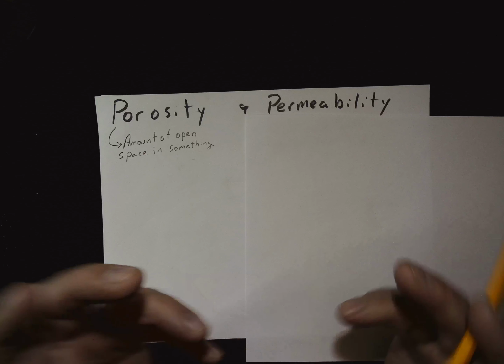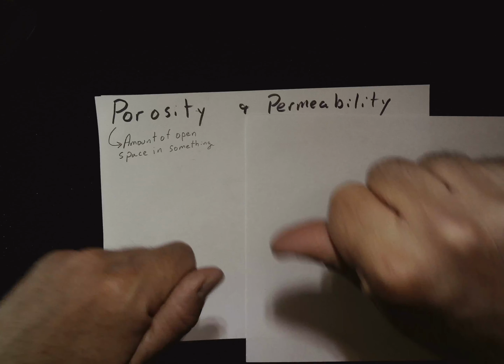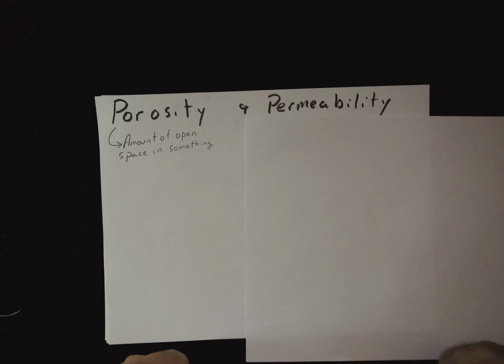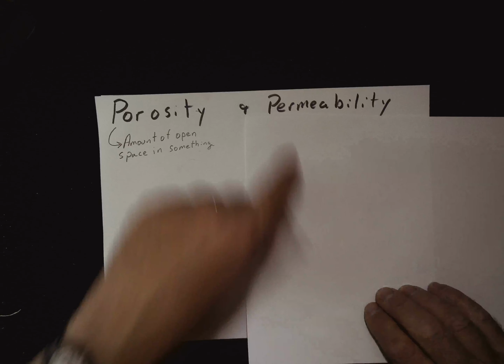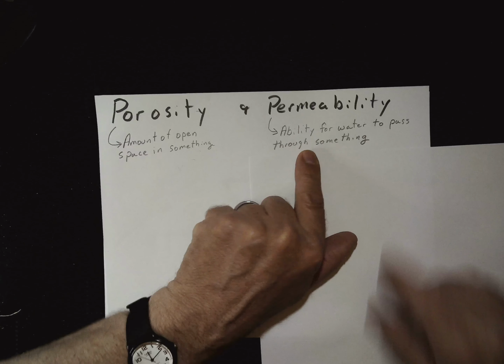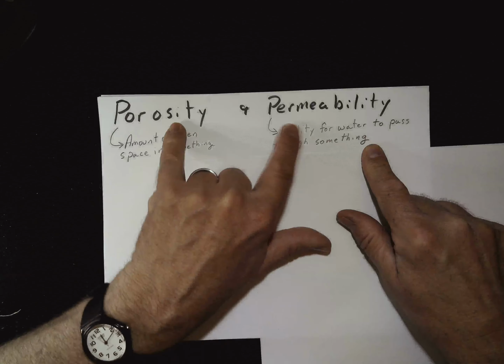If we have a rock, a typical sedimentary rock like sandstone, many sandstones, they're glued right where the grains of sand touch, but the rest of it is open space. And the spaces are large enough to let water pass through. That brings us to permeability. Permeability is the ability for water to pass through something. So these are related concepts.